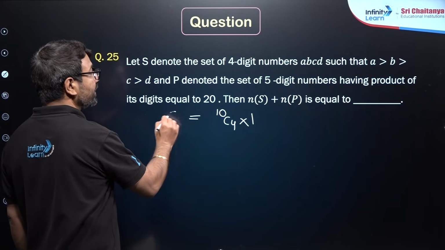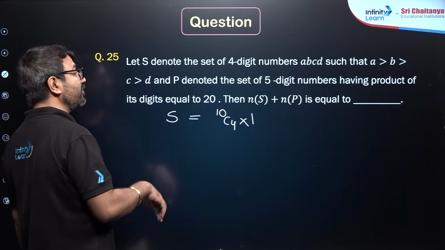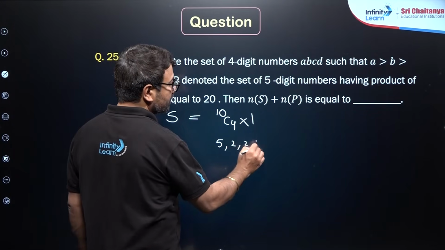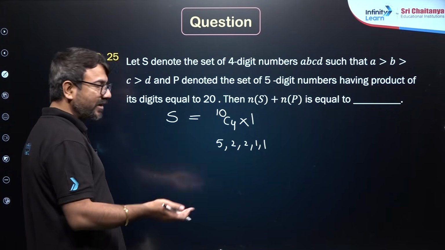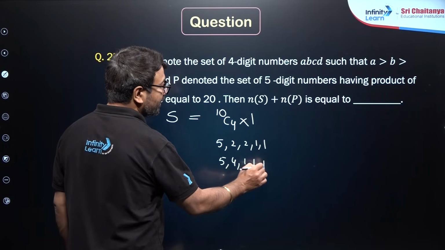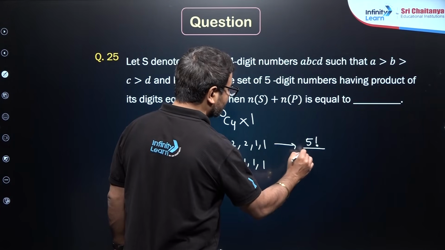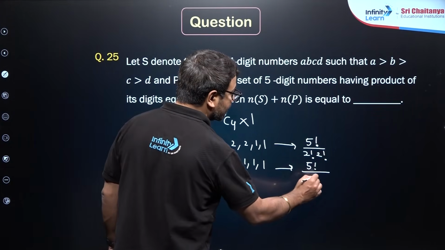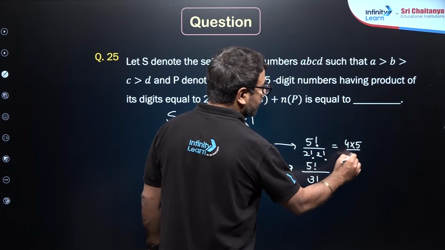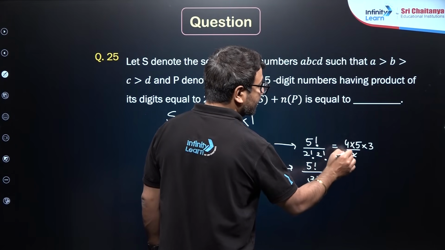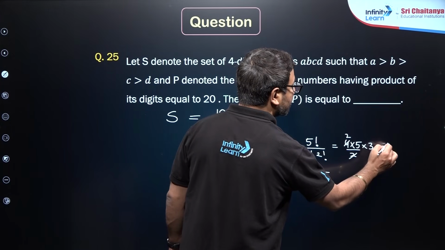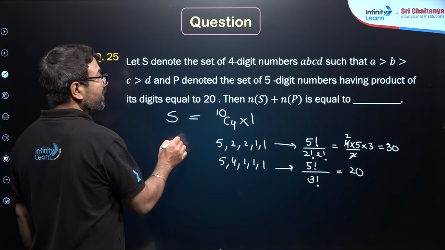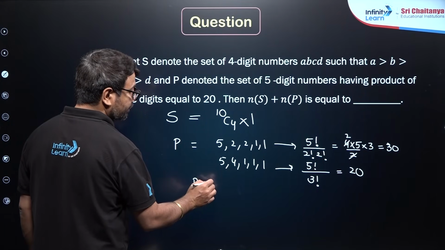And then P denotes the set of 5-digit numbers having the product of the digits equal to 20. So 20 is obtained when 5 into 2 into 2 is written. So there will be two scenarios. Either you choose these digits to create a 5-digit number, or you choose these digits to create a 5-digit number. The number of ways to arrange these digits is this, and the number of ways to arrange the other digits is this. So here you will have 4 into 5 and then into 3 and then divided by 2. So that will be 15 into 2, that is 30. Over here you will have 5 into 4 into 3 factorial, so here it will be 20. So the value of P over here will become 50.